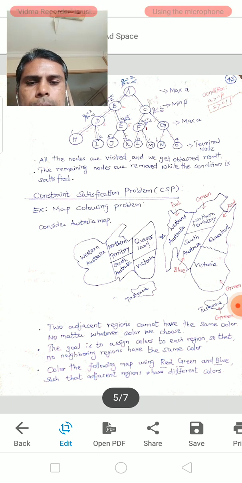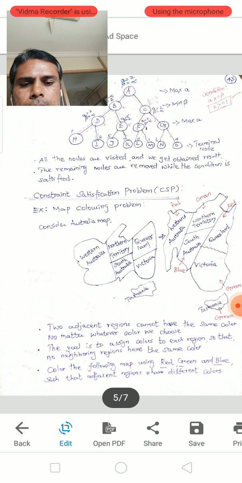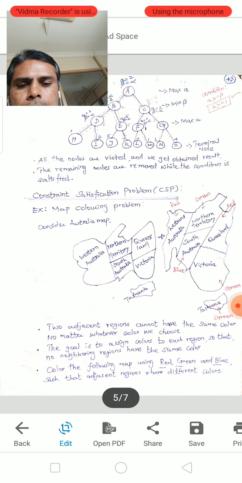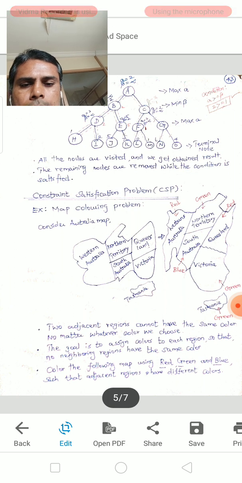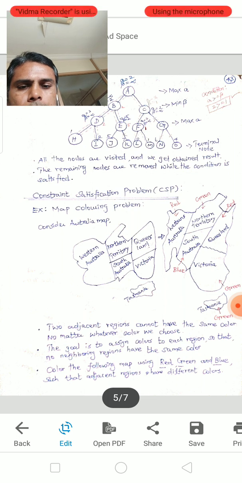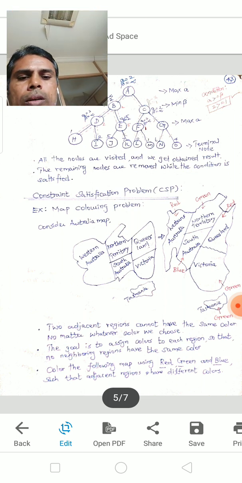So I choose the map as Australian countries. So Australian countries having the set of continents are available there. So first one is Western Australia, Northern Territory, South Australia, Queensland, Victoria and Tasmania. These are some of the continents available in the Australian map.